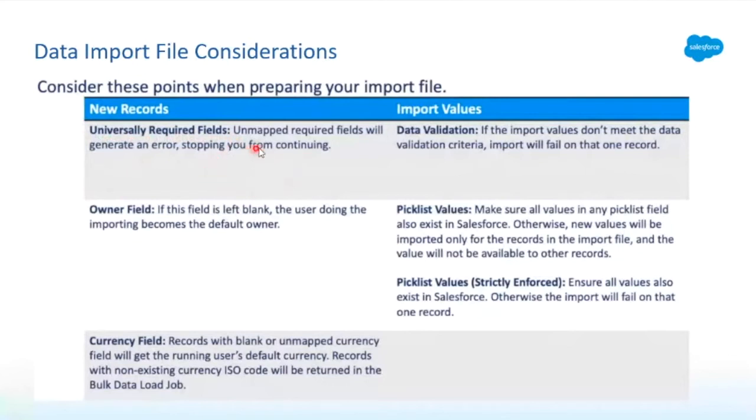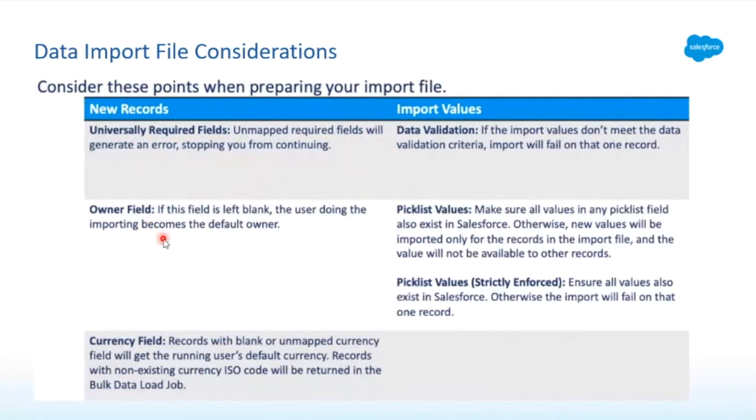So you can't leave it unmapped or blank. If you do so, it would generate an error and stop you from loading that particular record. It will fail. And then comes the owner field. The owner field should always be mapped so that the right owner gets assigned.